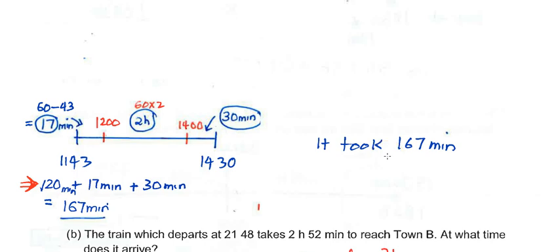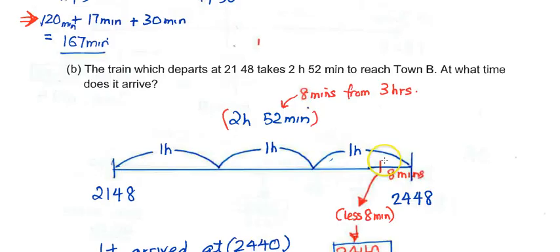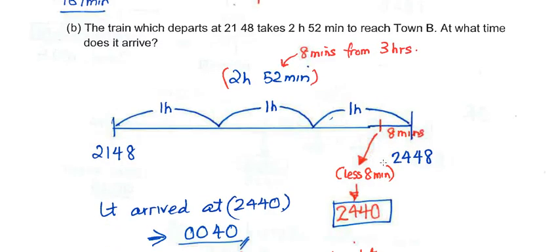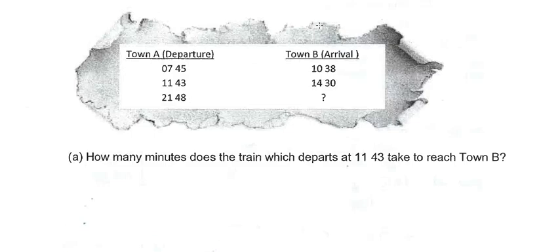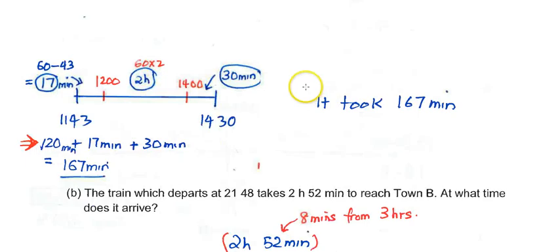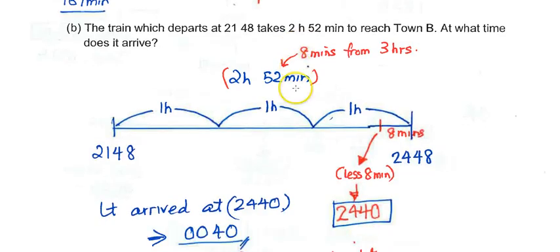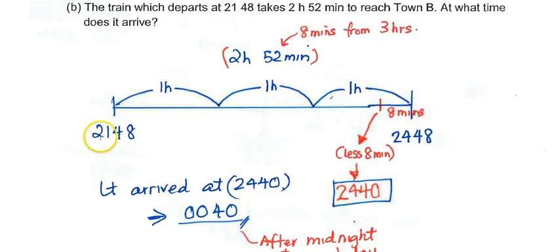Now let's carry on. Next over here, the train which departs at 21:48 takes 2 hours 52 minutes. It's referring to this over here. So you have a starting time given, the duration is also given, and you need to find out the ending time. Now this is how your timeline should look. Just here 21:48, then the duration is 2 hours 52 minutes.